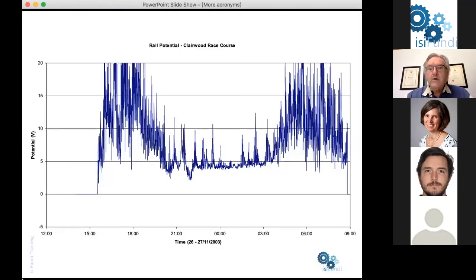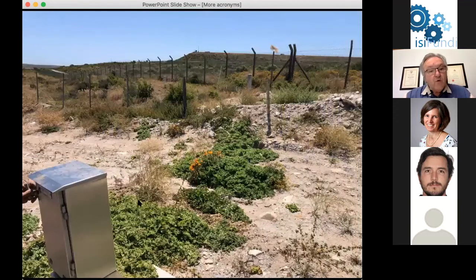How do we know what is going on? Well, that's where that RMU comes in, the remote monitoring unit. Here is an example of some potentials that have been measured at a rail. You can install a monitoring cabinet out in the middle of nowhere, and then you've got to send somebody out to go and work on it and maintain it, measure it, and so on.